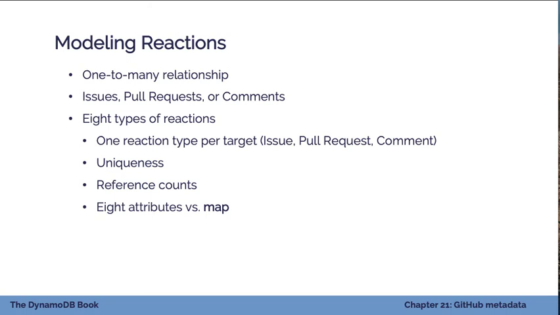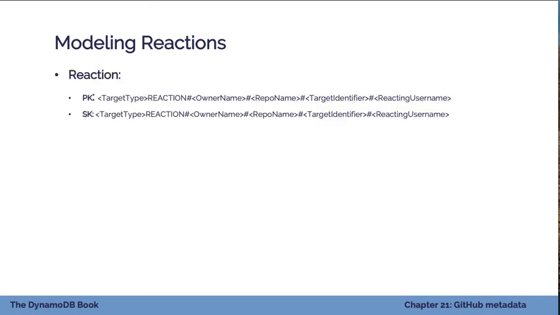So let's take a look at our entity pattern for these reactions. And I'm just warning you, it's going to be a bear, but we'll walk through it. So basically a reaction is going to look like this, where the PK is going to be target type and then reaction, all caps. Then it's going to be owner name, repo name, target identifier, and the reacting username.